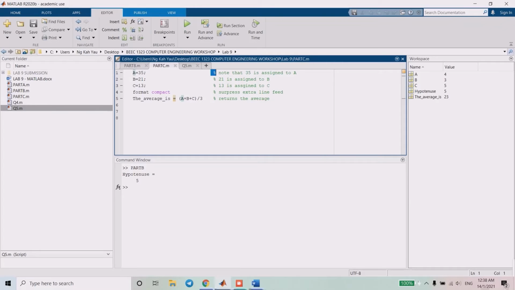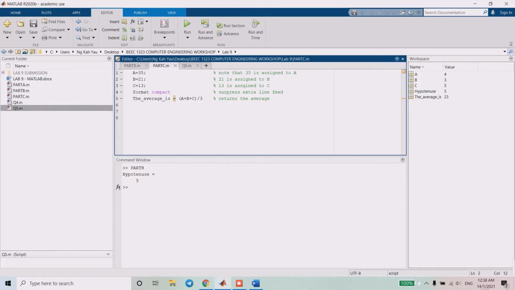notice that I have this percentage sign here. This percentage sign marks non-executable code. Non-executable code is like a comment. It guides us and notifies us what's going on. So note that 35 is assigned to A, 21 is assigned to B, and 13 is assigned to C.